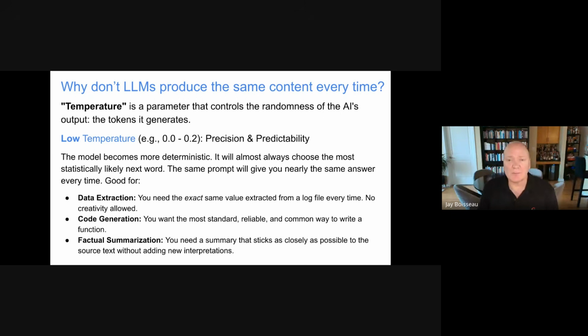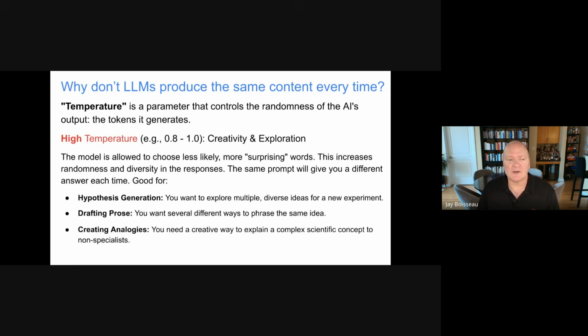These are things that are important in scientific and technical professions. You want more determinism. You're probably less concerned, in these kinds of tasks, with creativity. You're more concerned with accuracy. But you can also turn up the temperature and make it higher. The higher you turn up the temperature, the more randomness is introduced, and that gives you some creativity and exploration.